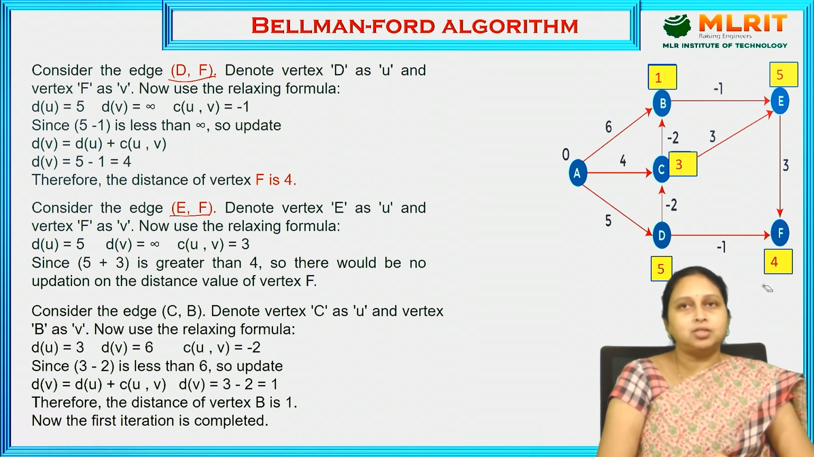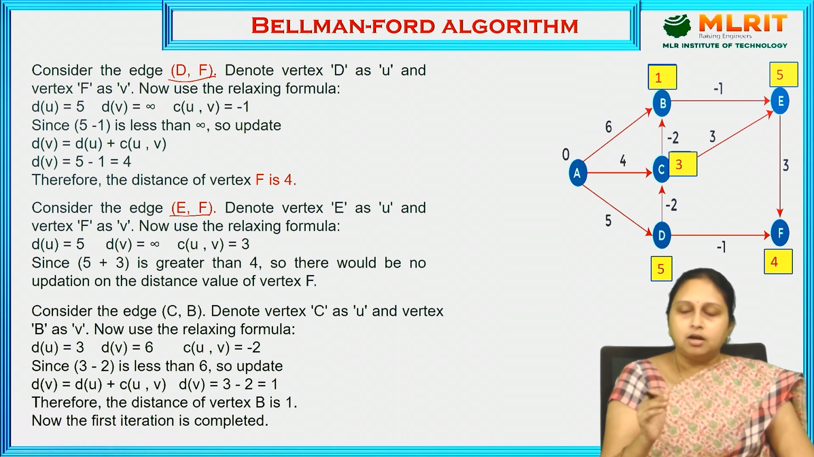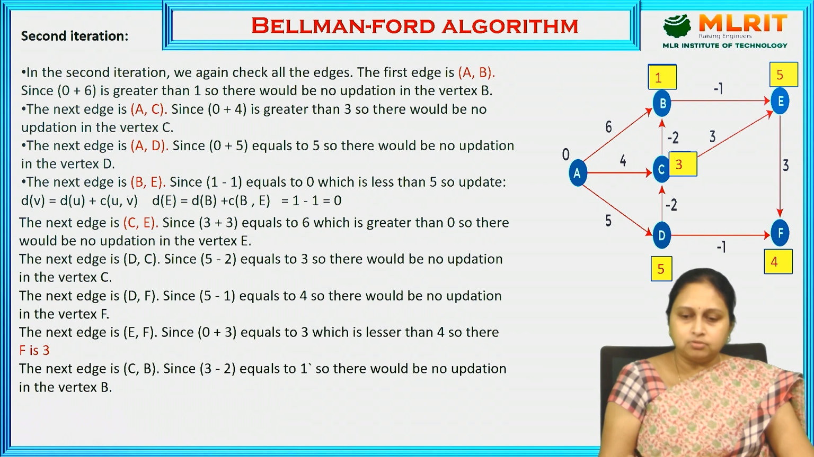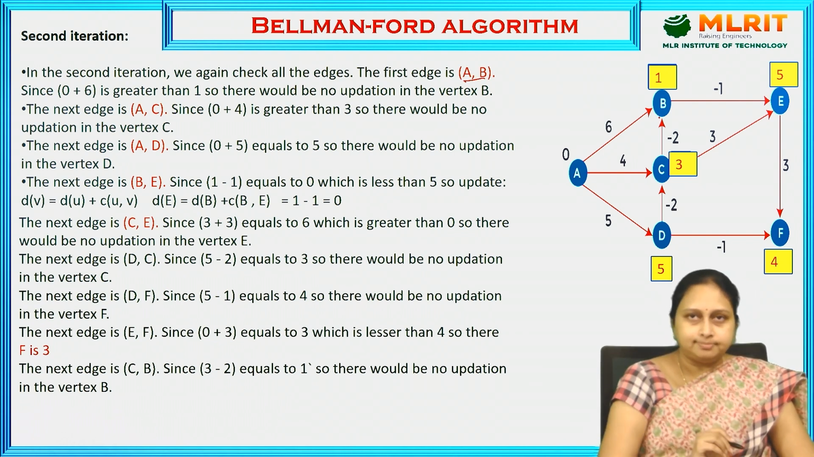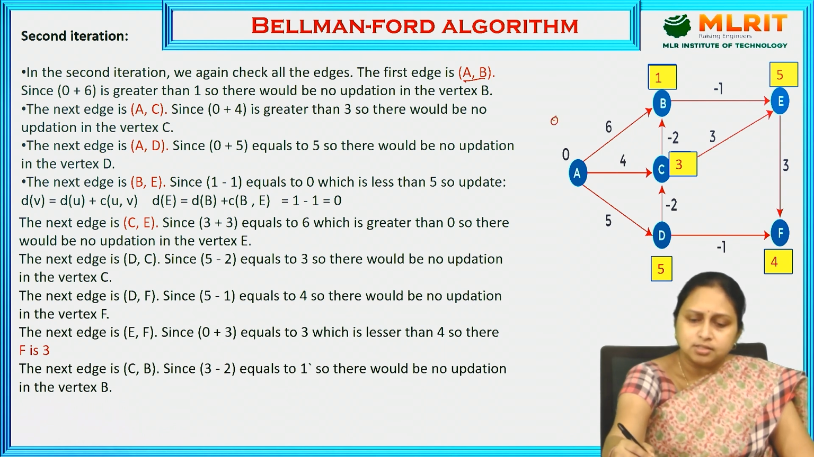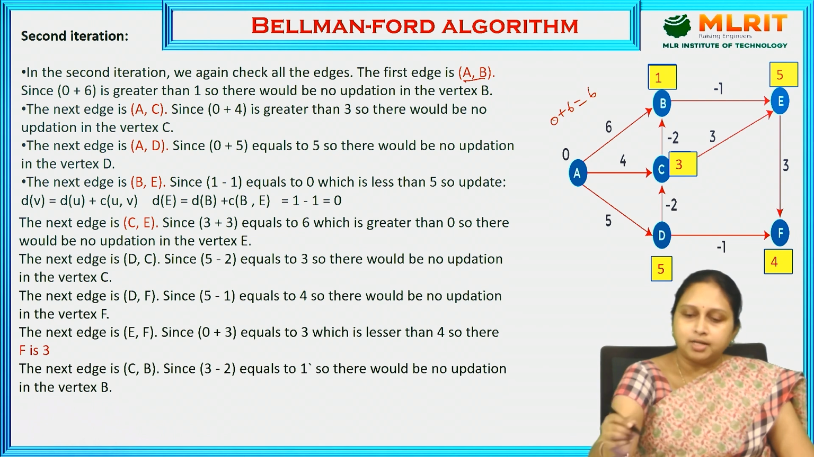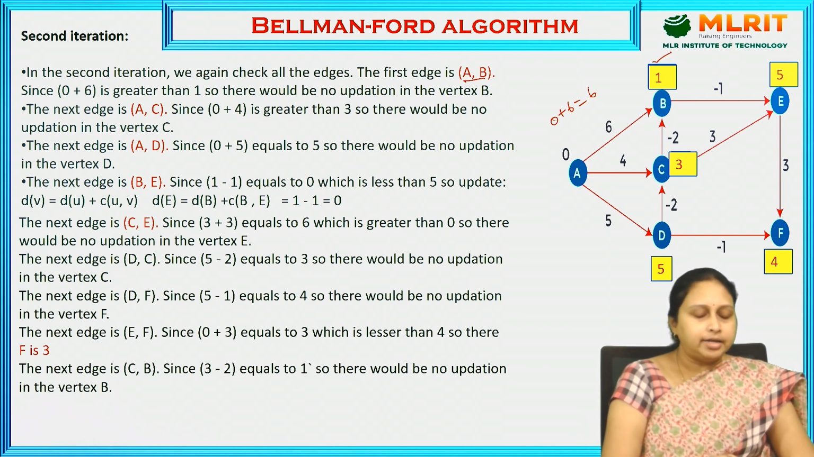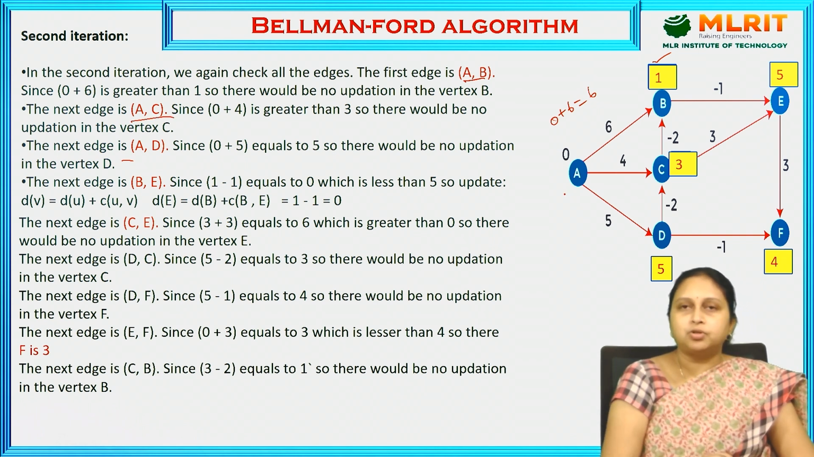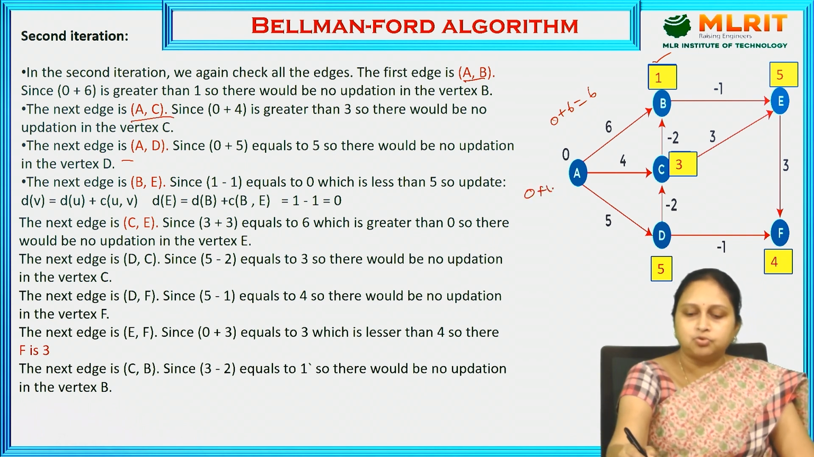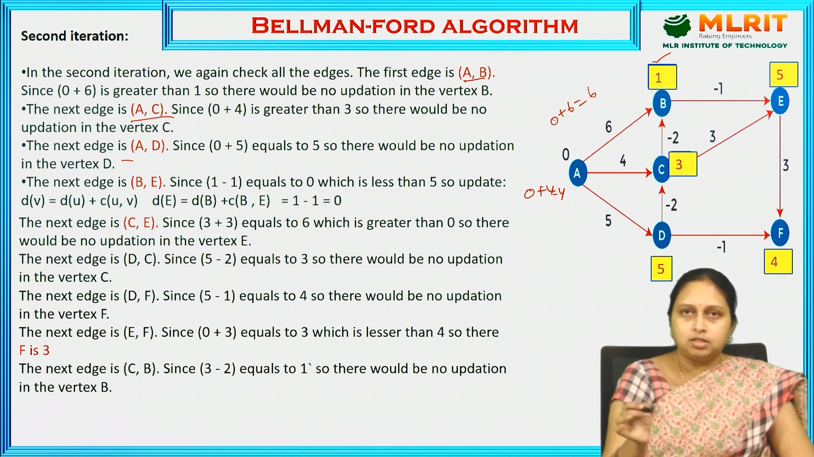Now, I am going for the second iteration. Right. I have done it for all the vertices. Now, going for the second iteration, the same procedure we are going to follow. Now, A to B. Check for A to B. 0 plus 6 is nothing but 6. 6 is not less than 1. So, I am going to place 1 as it is. And A to D. Sorry, A to C. For A to C, 0 plus 4 is nothing but 4. 4 is not less than 3. So, I am not going to replace with 4. 3 will be as it is.